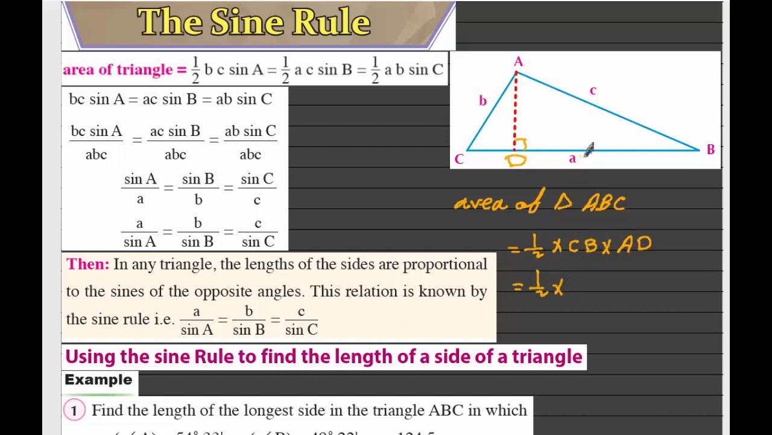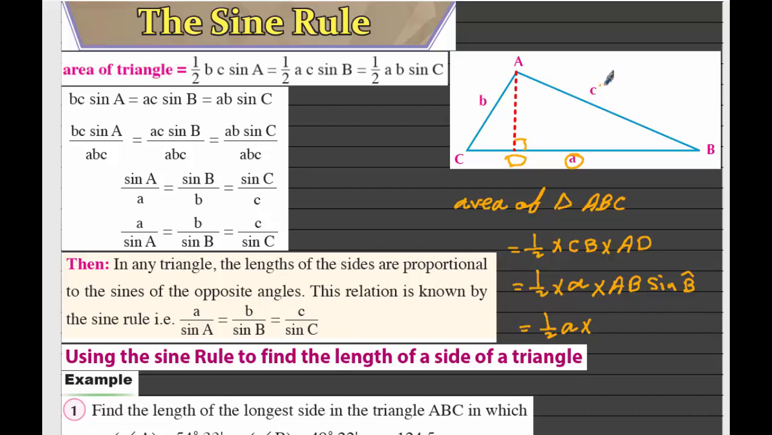We denote it by the symbol A here, so we write A small. Again, the length of CB equals A, multiply the length of AD. AD equals AB sine angle B. Okay, so it is equal to half multiply A multiply AB. What is the length of AB?